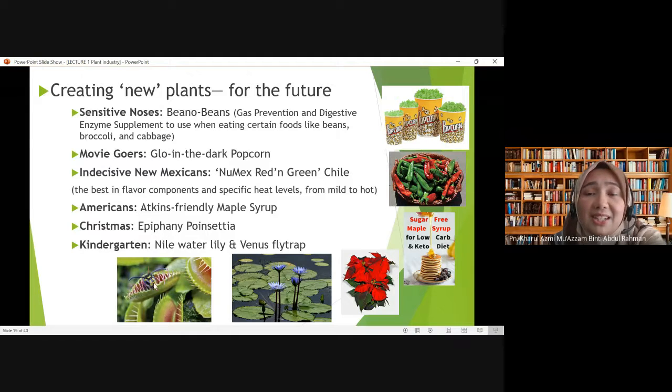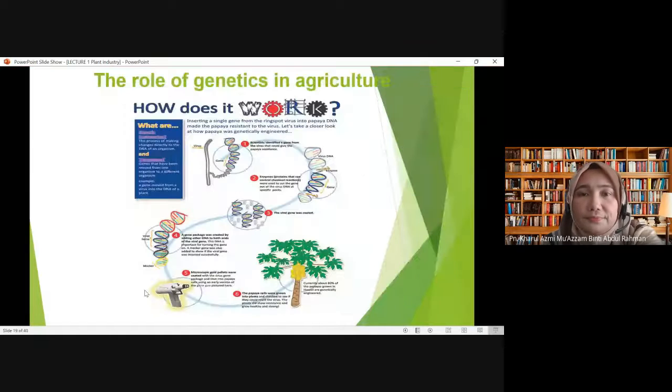And then for the kindergarten tadi, macam untuk education purpose, we have the Nile water lily and Venus flytrap. Menarik kan, kanak-kanak tengok macam pokok ni, kalau saya tengok pun saya tertarik. Macam tiba-tiba kalau ada serangga hinggap, pap, dia terus makan. So kanak-kanak dia sukalah benda-benda macam tu kan. Lebih kepada first hand education, nampak terus contoh dia. Okay, so this is for the education purpose.